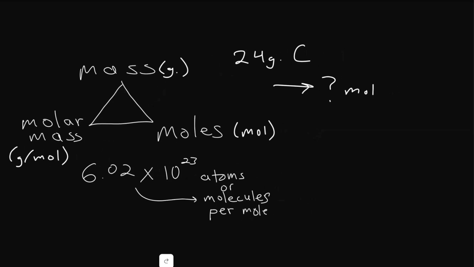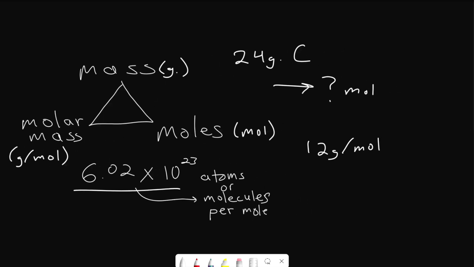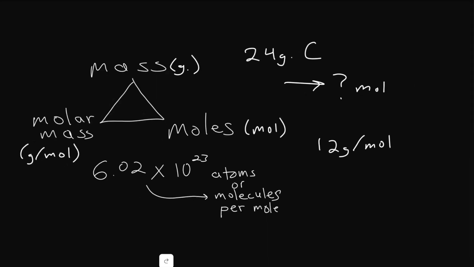I'll tell you right now that the molar mass of carbon is going to be 12 grams per mole. So now that you know that, that would mean that the pizza of carbon, which is 1 mole, which is 6.02 times 10 to the 23, will have a mass of 12 grams. If that's the case, and I say, well, here's 24 grams of carbon, how many moles is that going to be? Some of you might already know that that's 2. But if you were to figure this out mathematically, how do we make sure we do this correctly?